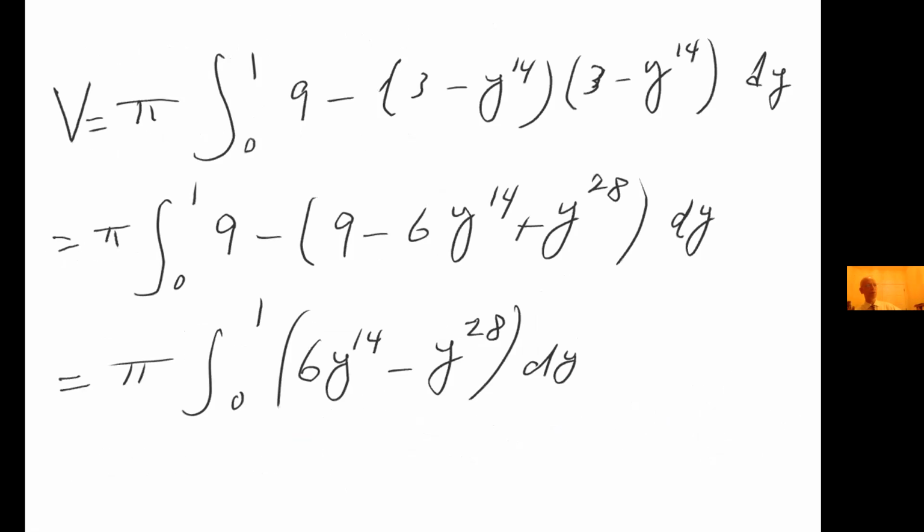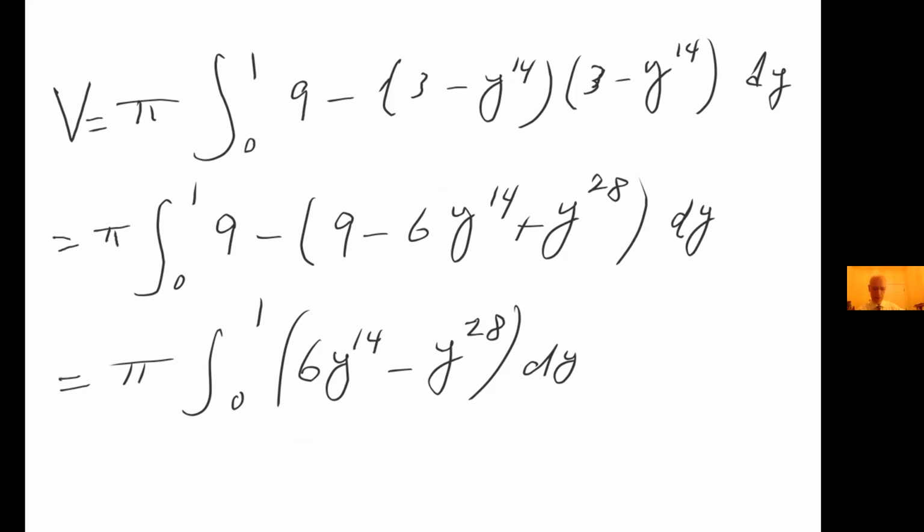And so volume equals the integral from 0 to 1, 3 squared is 9. And if we expand the inner radius, 3 minus y to the power of 14, and simplify, we will get 6y to the 14th minus y to the power of 28, dy. And from this point on, things are fairly simple.